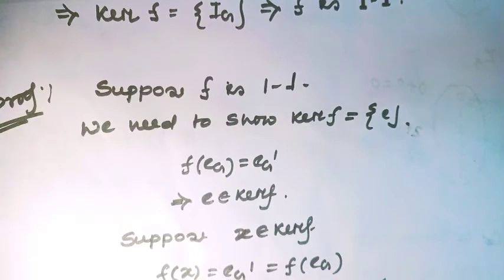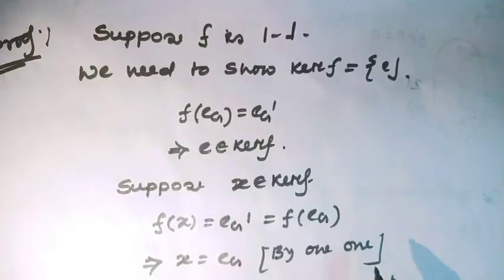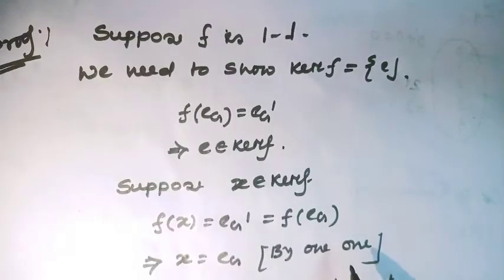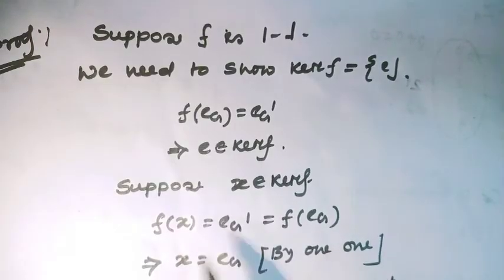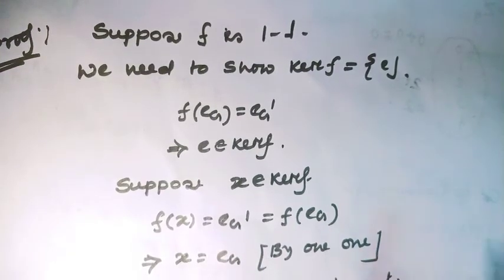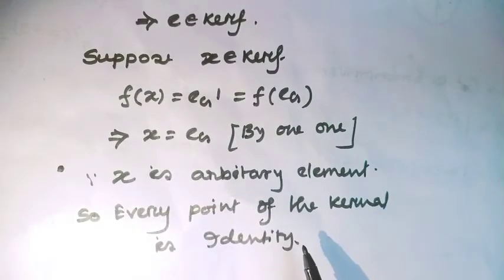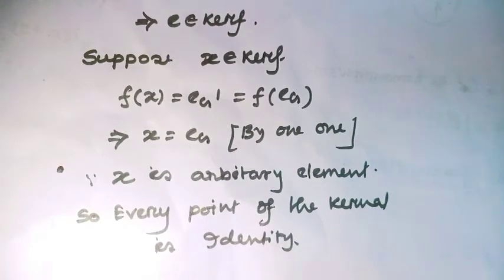So by definition, f of x equal to e_Z prime, which is equal to f of e_Z, and since I have assumed f is 1-1, x must be equal to e_Z. Therefore, since x is an arbitrary element, every point of the kernel is identity. Are you getting? Well, now let's see the converse part.